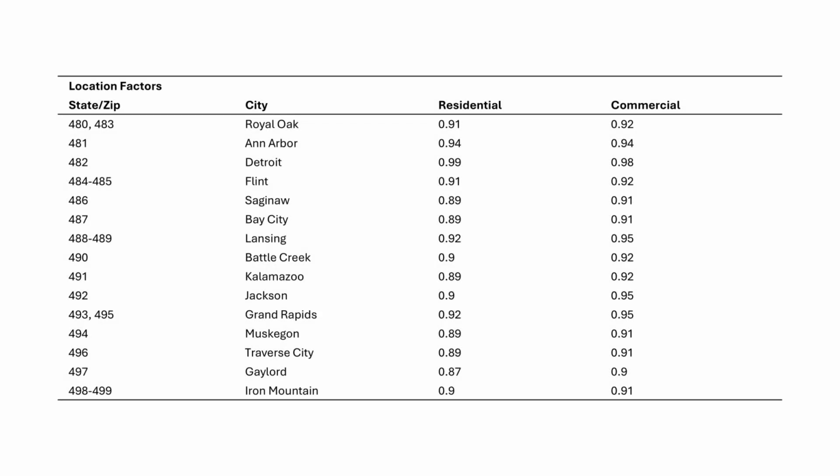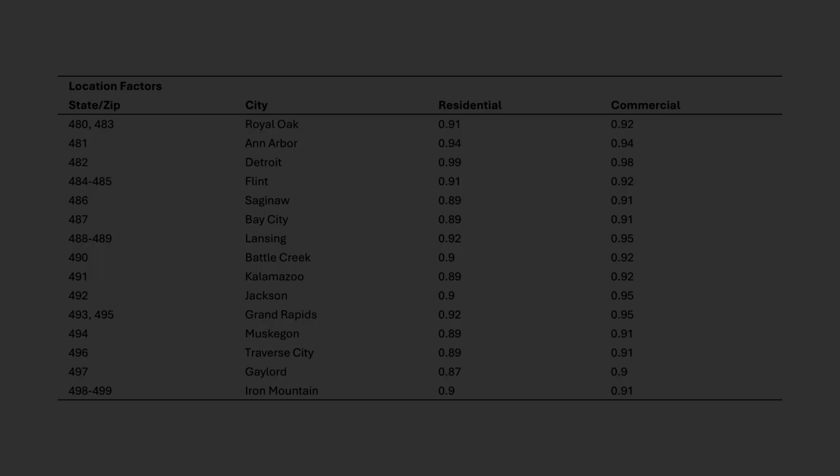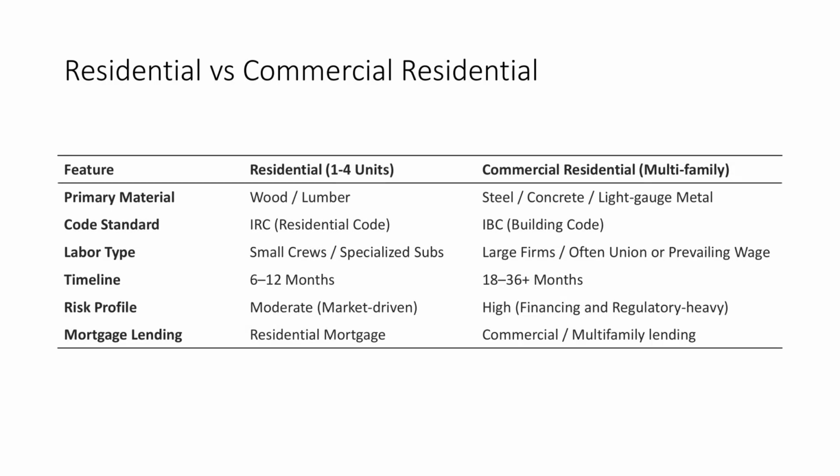This table shows Michigan RSMeans location factors by city. Because this is a multifamily apartment building, we should use commercial location factors, not residential single-family factors. This slide clarifies an important distinction. Even though apartments are residential, they are estimated using commercial construction logic, different codes, labor structures, timelines, and risk profiles.